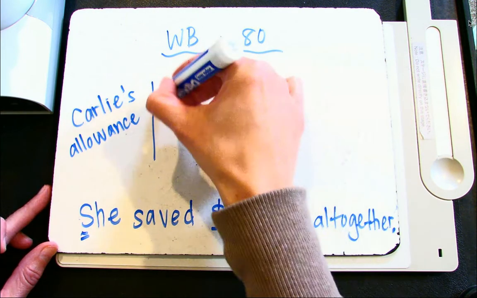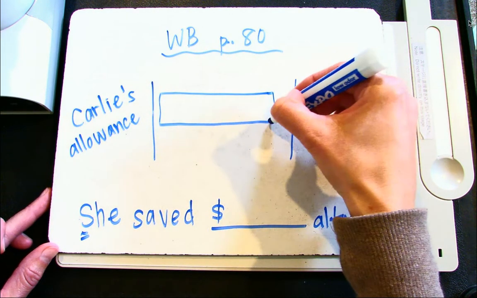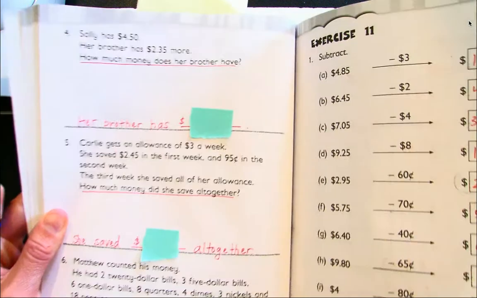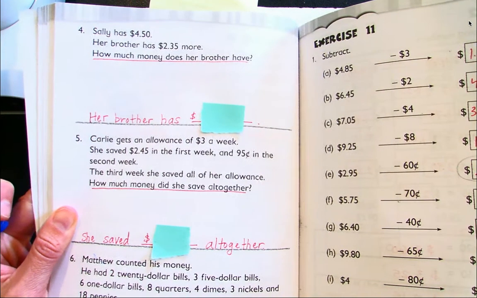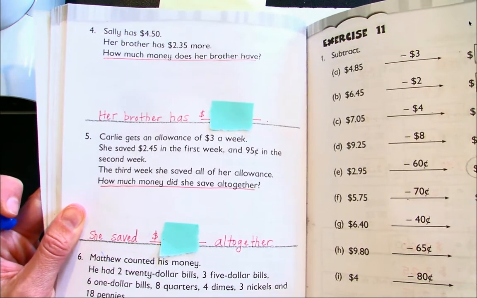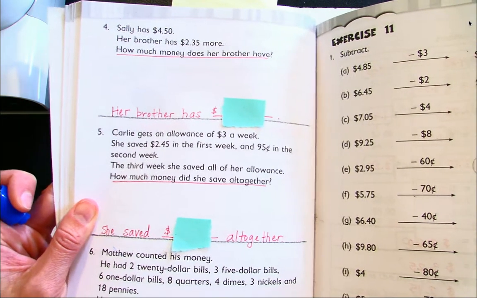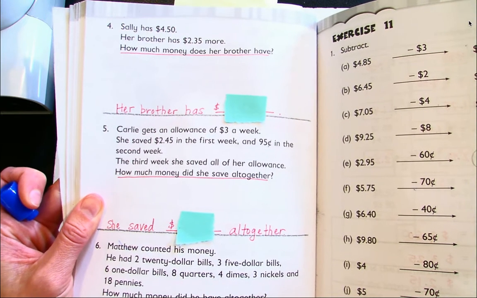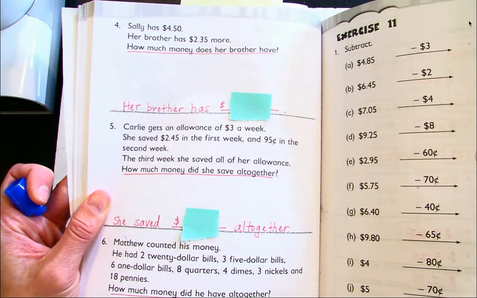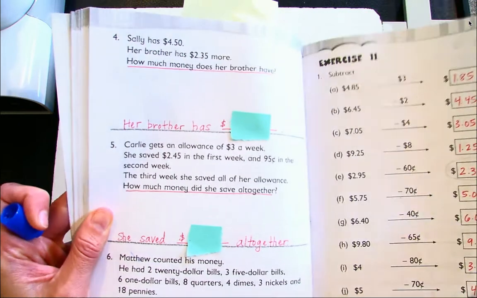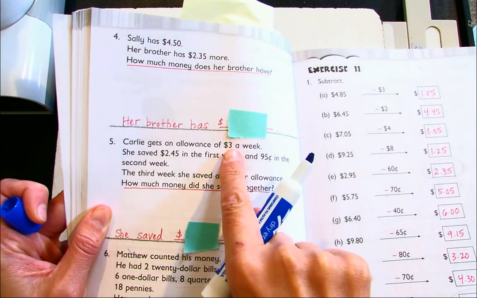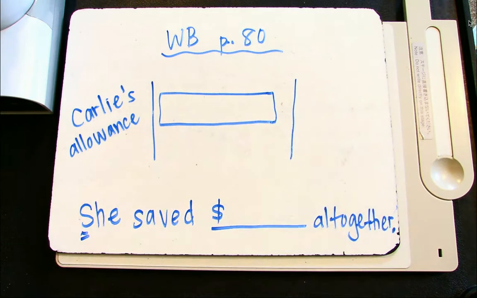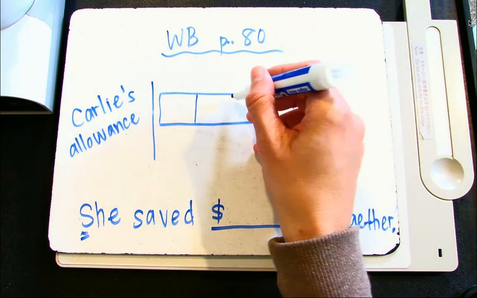I'm going to try to make it a little bigger because we have 3 chunks that we need to make in this one. So she gets an allowance of $3 a week. She saved $2.45 in the first week, 95 cents in the second week, and then the third week she saved all of her allowance. So if she saved all of her allowance in the third week, that means she saved $3. Okay, so how we would do that is in the first week, so we'd have 3 chunks.